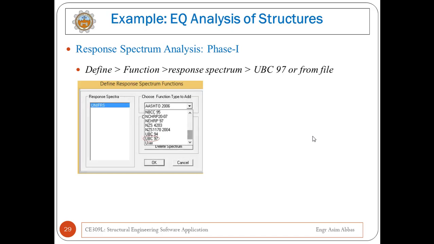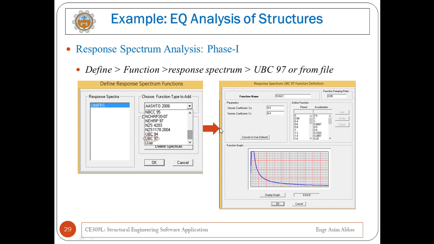So again I will go to define, then function. From function I will just choose the response spectrum. Right, so I will choose the UBC 97, click on OK. So this window will open. In this window you can define the name of this function, then define the function damping ratio.